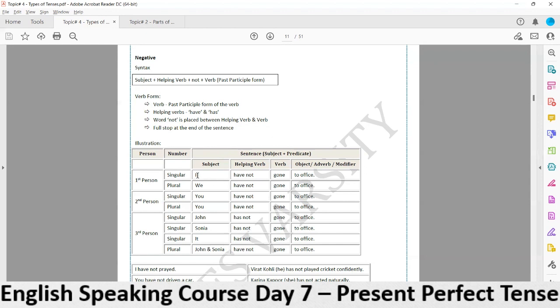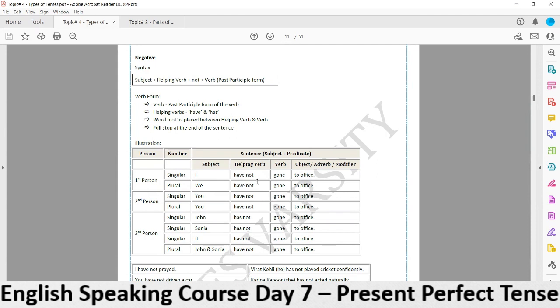So, I have not gone to office. If I remove not, it becomes I have gone to office, which is affirmative. And in negative, we just add the word not between the helping verb and the verb. So I have not gone to office. We have not gone to office. You have not gone to office. John has not gone to office.